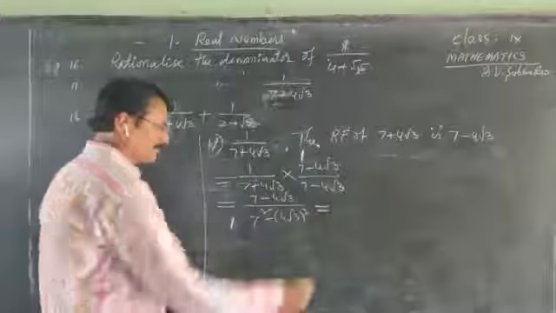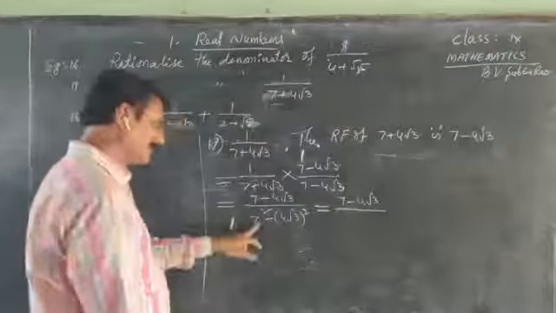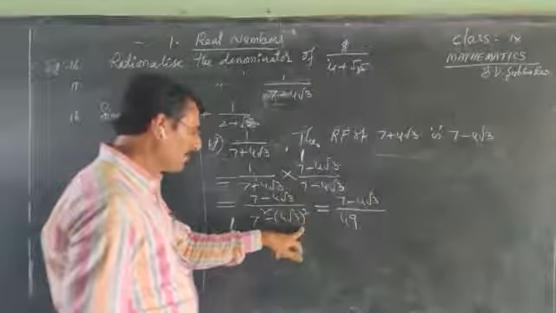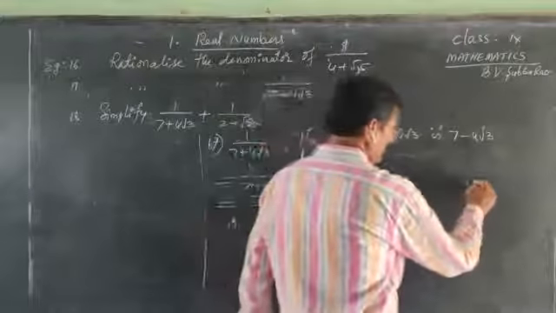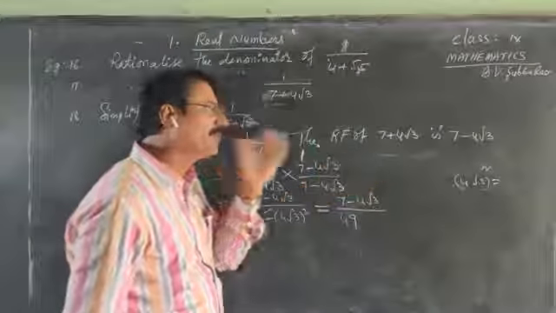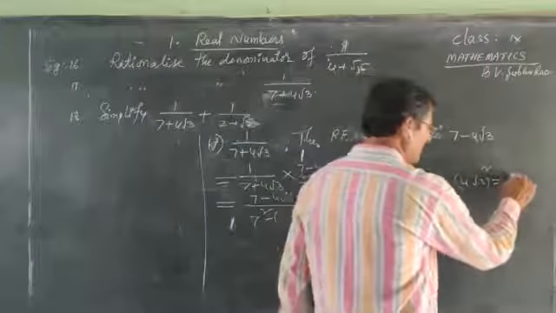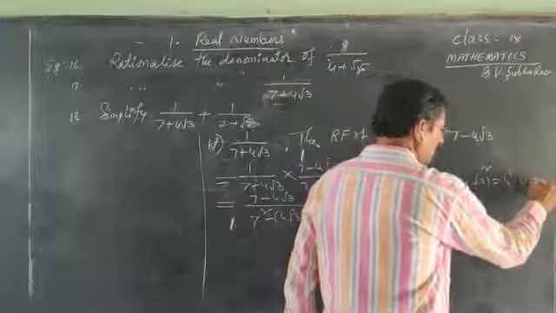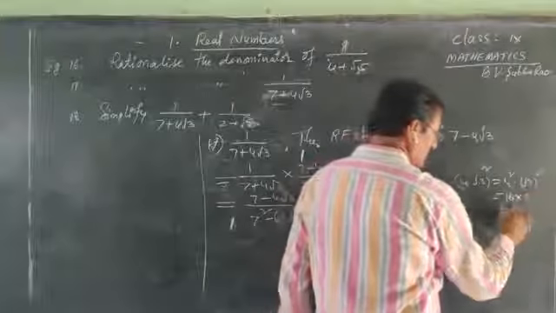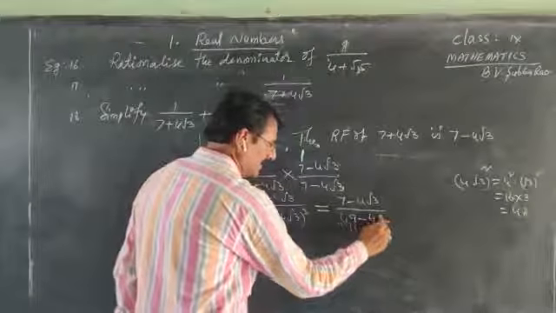Then next step, 7 minus 4 root 3, simplify the denominator. 7 square is 49. You observe here, 4 root 3 whole square is nothing but 4 into root 3 whole square. That means we can write this as 4 square into root 3 whole square. 4 square is 16, into root 3 whole square, which is nothing but 3. 16 into 3 is 48. Yes, minus 48.